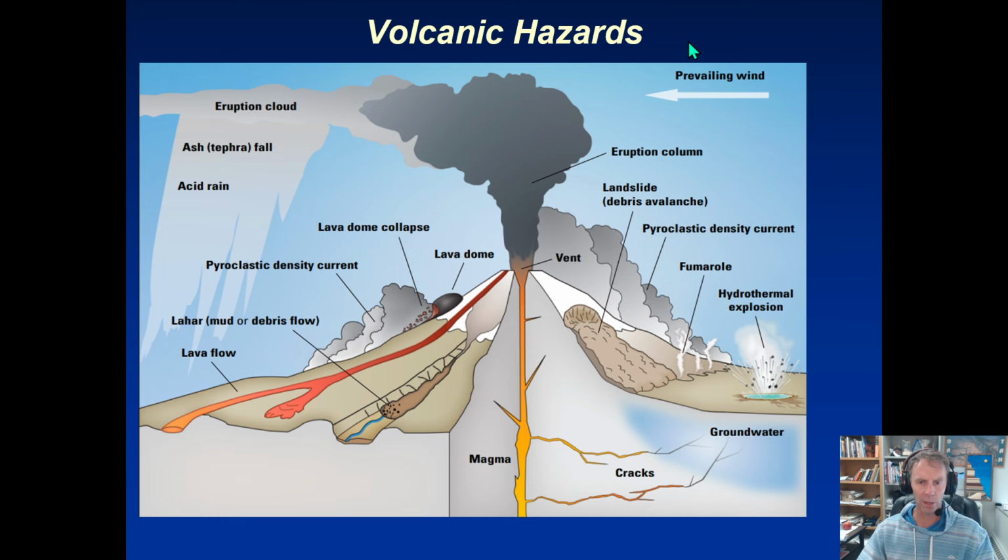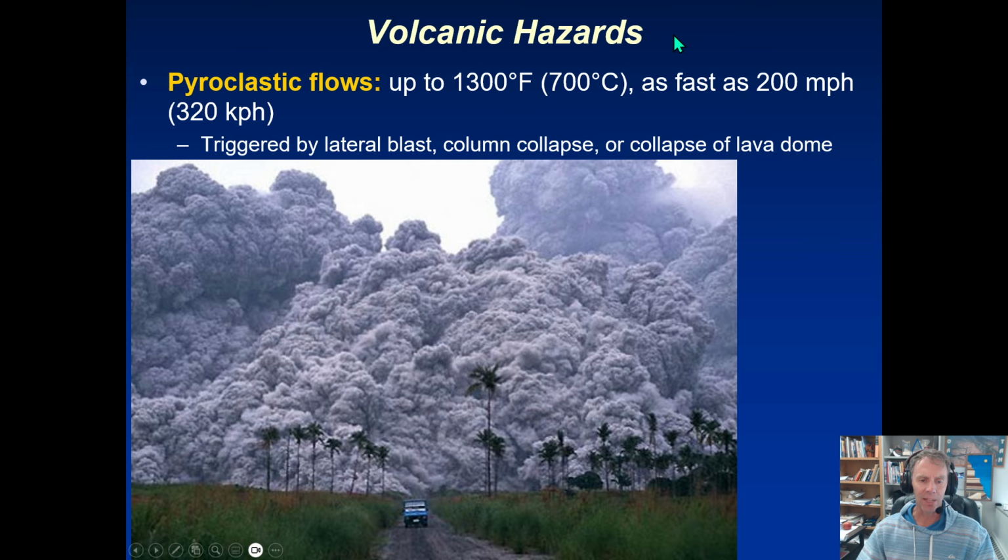Let's start with what I think is the most terrifying volcanic hazard on the list by far, a pyroclastic flow: this avalanche of hot ash, gas, sometimes bits of rocks that is barreling down across the landscape at high temperatures and high speeds. There are several different ways that these can be triggered, and we'll look at those in a second. But this is quite a terrifying scene, a huge billowing cloud of hot ash barreling across the landscape.